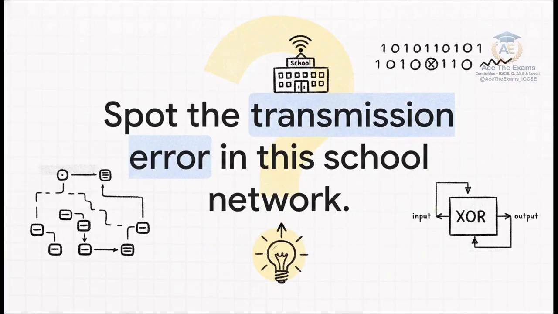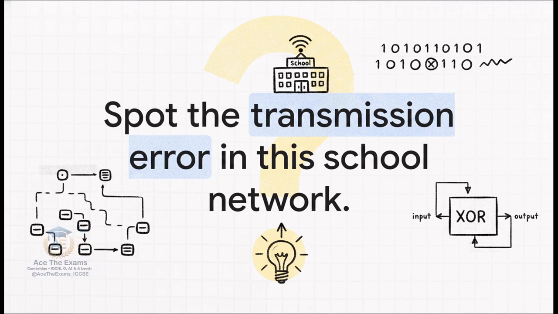Let's raise the stakes a bit. It's time for an interactive challenge. I want you to spot the error in this scenario. A school network transmits attendance data using even parity. An error occurs, 2 bits are flipped during transmission, but the system falsely accepts the data as correct. Why? I want you to apply those 4 prompts to this exact Cambridge-style scenario.